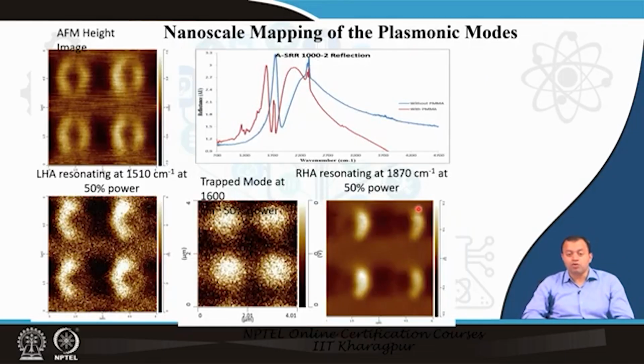The output is this. In this particular peak, the right hand arc is resonating, here the left hand arc is resonating, here it is the trapped mode, and this is the physical image. This will show you the ASRRs, asymmetric splitting resonators, covered under polymethyl methacrylate. Polymethyl methacrylate is required because the dielectric heat transfer is quite easy, and you can simply image individual arcs. You can image the plasmonic modes, you can image the electromagnetic modes.